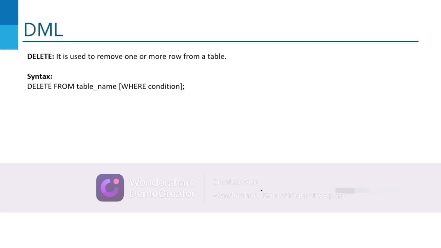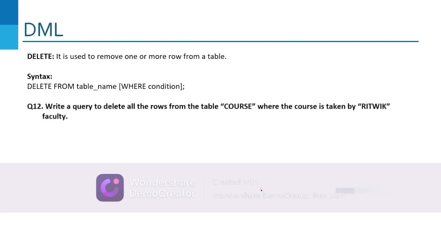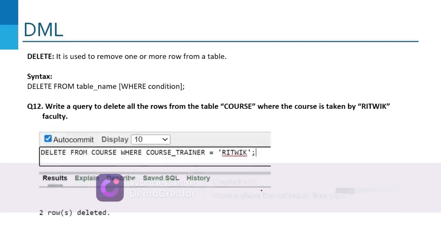That means only that one piece of sale data will be removed. Whichever one you want to remove, that will be removed. Write a query to delete all the rows from the table course where the course is taken by Ritvik. So I want to delete only those course details which are taken by Ritvik. So: delete from course where course name is equal to Ritvik.